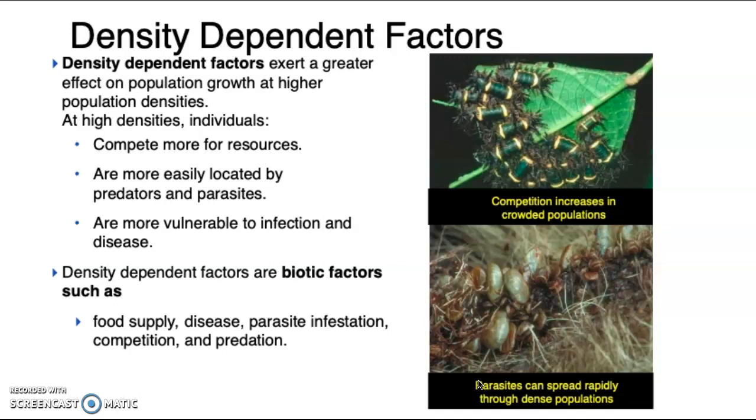And infection and disease is going to spread more readily because if they're closer together, it'll be easier to pass those diseases around. So all of these factors are biotic. Your food supply, disease, parasites. Competition is a biotic factor as you're competing with other species. And predation is also going to be biotic as you have your prey and other species that you'd be interacting with.